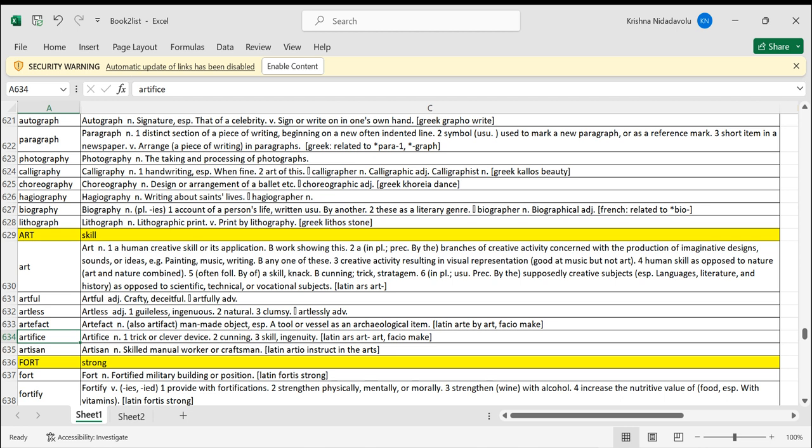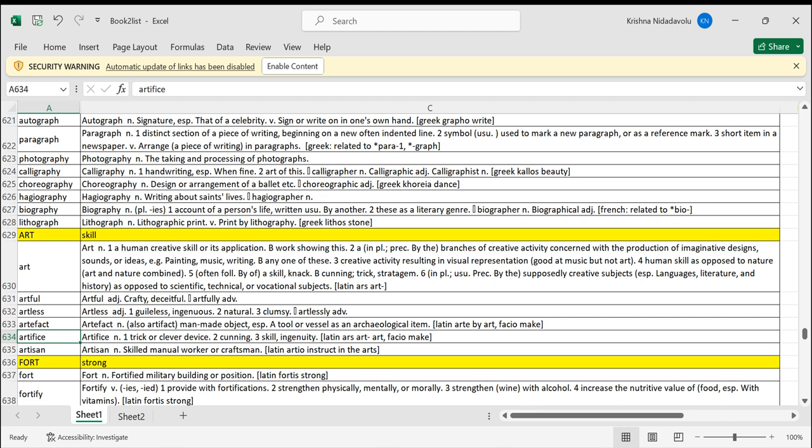Artifice is a trick, a very clever skill, a clever device. The artifice that went into this jewelry is astonishing. Or the chef has used all his artifice to disguise the nature of the meat. Artifice is very clever skill. They have gotten around the rules by a clever artifice. The artifice of the plot is amazing.